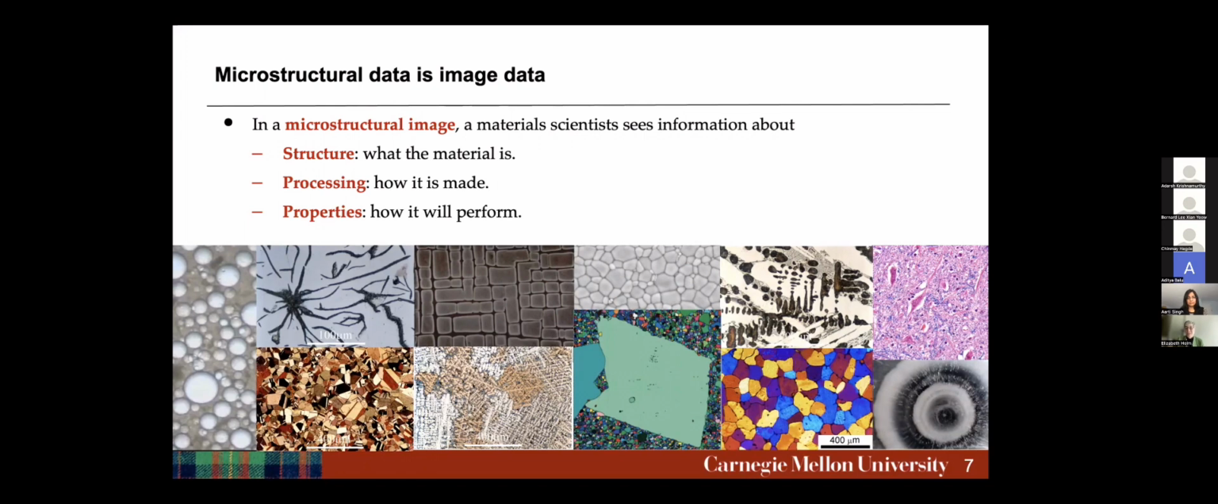These are materials ranging from the mayonnaise and hailstones that you've seen to nanomaterials, cast iron, ceramic materials, and so on. And you see there's just a lot of diversity in the patterns that are formed. In these patterns, material scientists see the structure of the material, that is what it is.